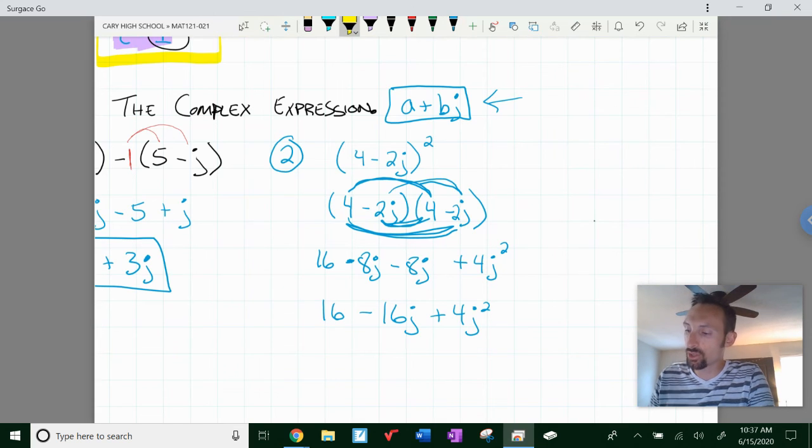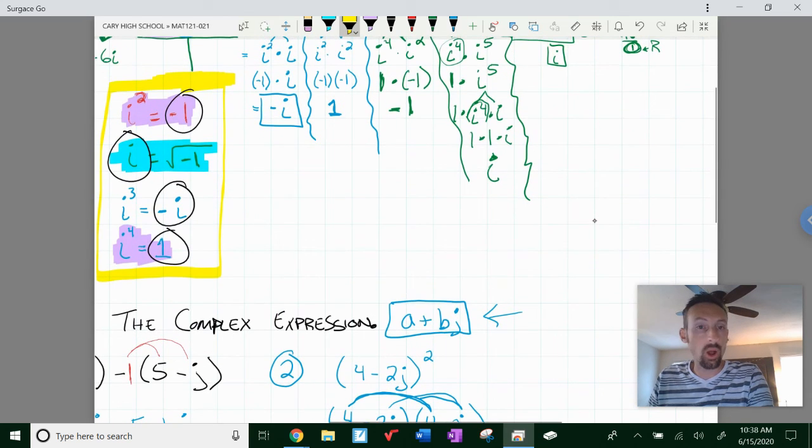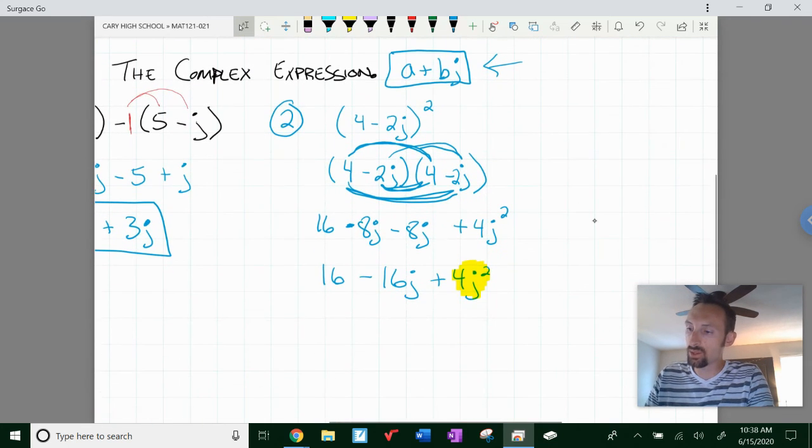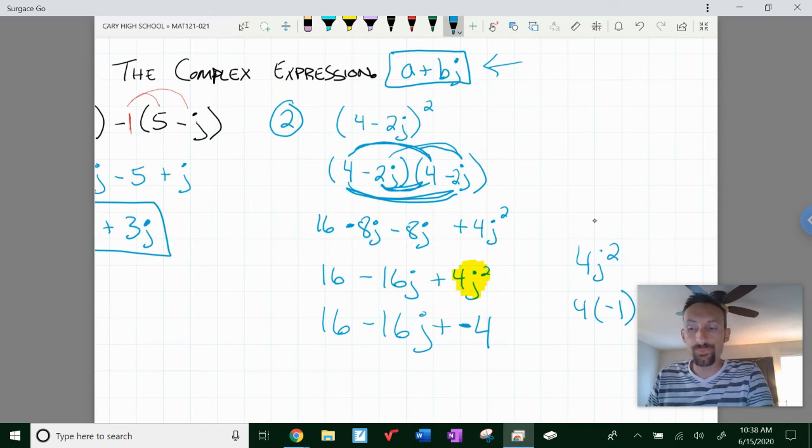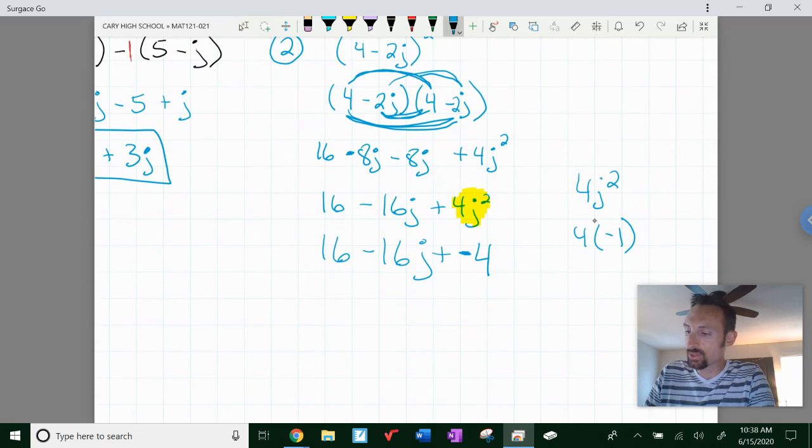And so the term that we got to do something with is the 4j squared. We can use the fact that j squared, I squared, remember that's the same thing, is the same thing as -1. That's the little trick we're going to use to handle this. So I'm going to go 16 minus 16j plus, now 4j squared is the same as 4 times -1. And so that value is a real value that becomes -4. And now my final answer, 16 minus 4, can be combined to be 12.